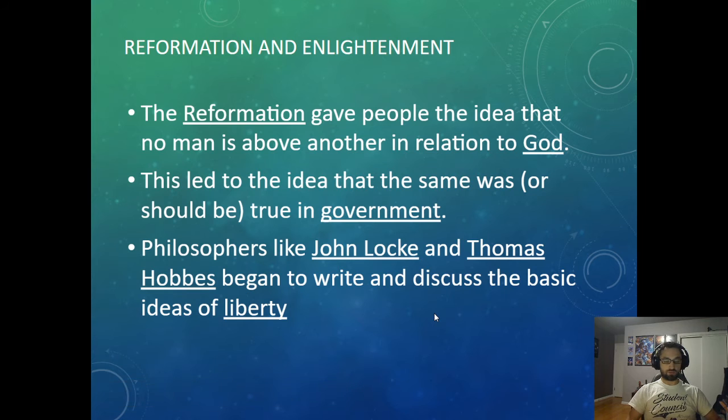So there were these philosophers and thinkers like John Locke and Thomas Hobbes, and they were behind a lot of these ideas, and they began to write about them and discuss them and spread it to the populace. And basically the ideas that they put together essentially were liberty, the power to do as you choose, right? The power to be equal to everyone else. There's no one that is more than you. Everyone is equal.